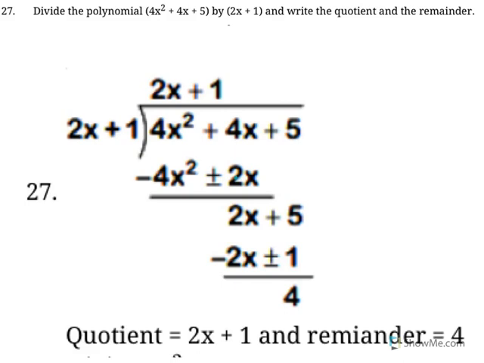Next, divide the polynomial by 2x plus 1. Write the quotient and remainder. So this is quite a direct sum. So we have our quotient and 2x plus 1, remainder 4.